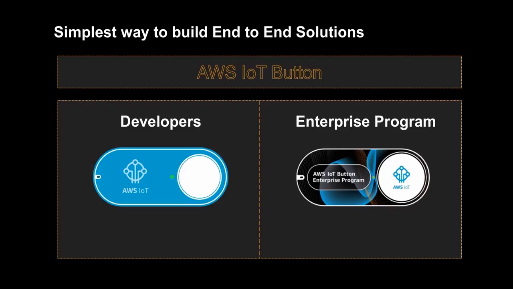You can send a message and then drive some functionality that you're really interested in doing. We also have the enterprise program. And this is where you want to batch create hundreds or thousands of buttons and have those pre-provisioned with things like certificates tied to AWS IoT things, and really able to grow quickly with your button use and have them essentially connected to your accounts right away.